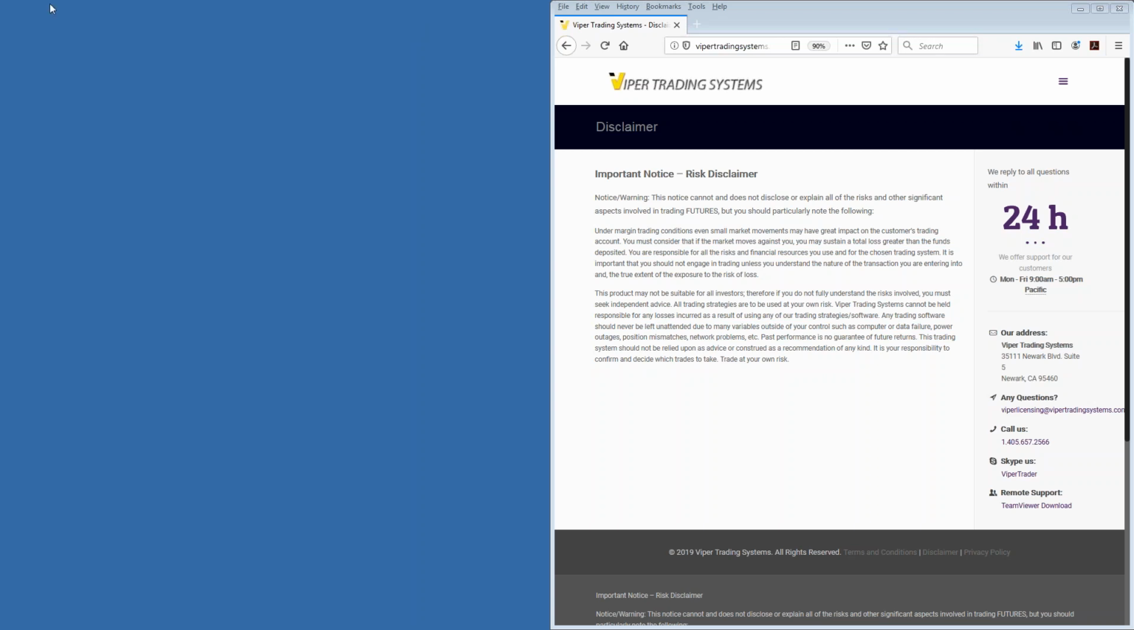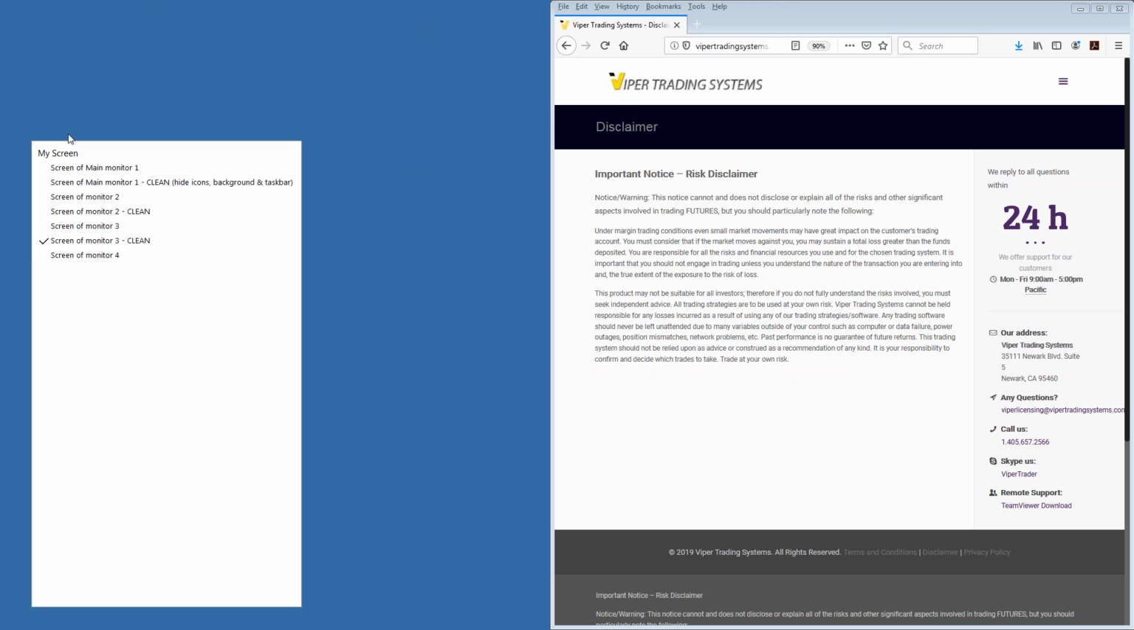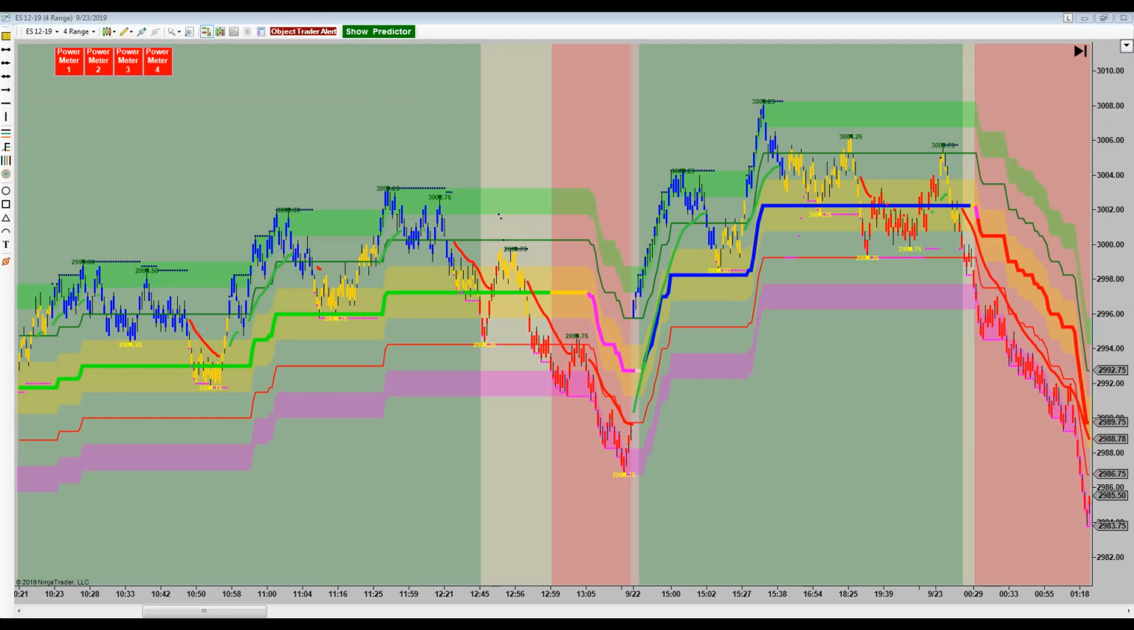Let's get over to a chart here on screen one. I'm going to try to cover some different instruments here. Where are we at here? Screen one. All right, checking visual. Does everybody see a 4-range chart of ES right here? Cursor moving, power meter moving, ES chart, 4-range. Yes? Okay, good. All right.